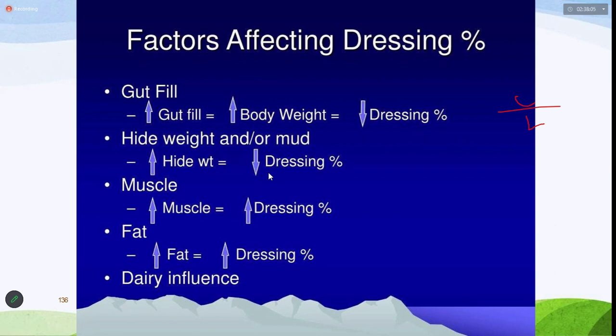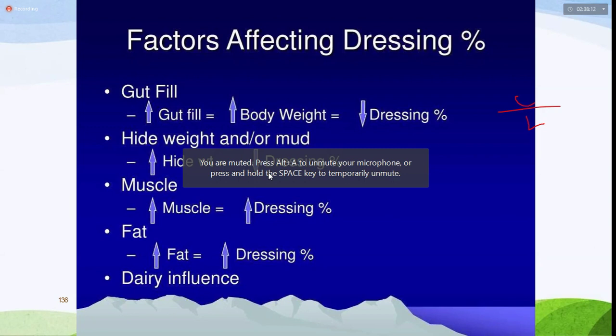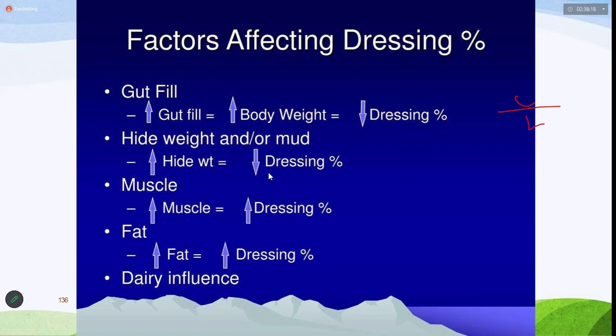If we kill cattle or any animal with high gut fill and take the weight at the time of slaughter to calculate the dressing percentage, the dressing percentage becomes much lower after death. So the reason for the reduced dressing percentage is the gut fill. Height and weight again: the part removed from the body, if that removed weight is high, again dressing percentage will be reduced.